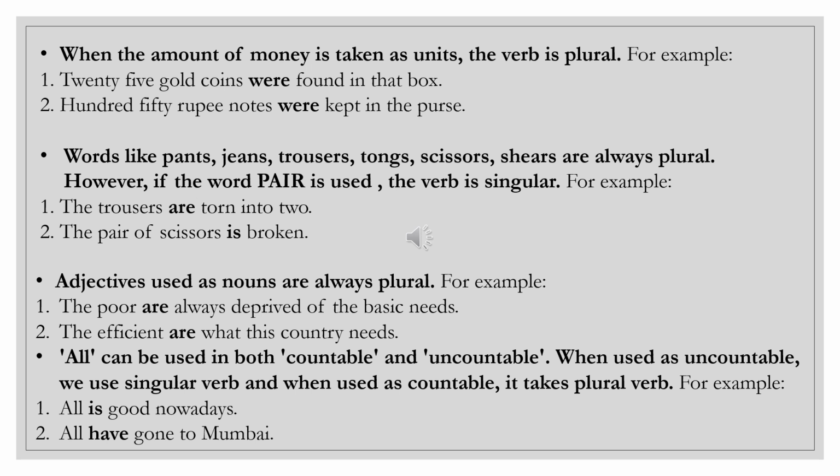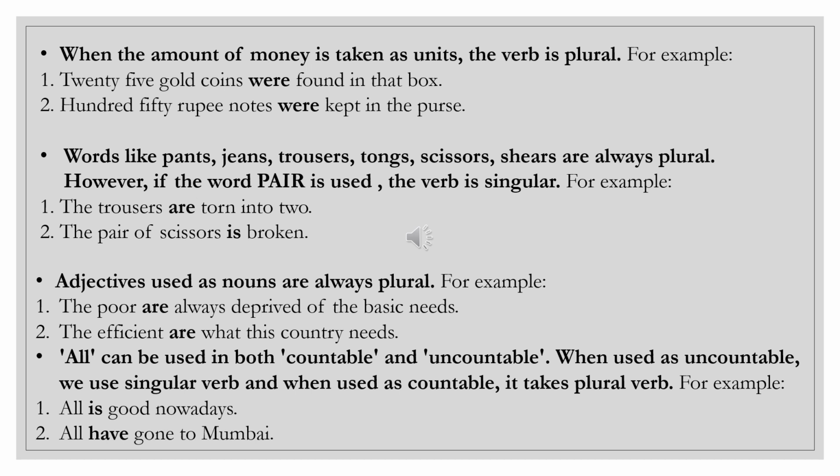Moving on to the next example, words like pants, jeans, trousers, tongs, scissors, shears are always plural. As there are two separate segments joined together in these subjects, therefore we take a plural verb. However, if the word pair is used, the verb is singular. Like if I say these scissors are very sharp. Now scissors, as we know, are two separate points joined at the middle with the help of a screw, right? So if I say these scissors are very sharp, then we are considering scissors to be a plural subject.